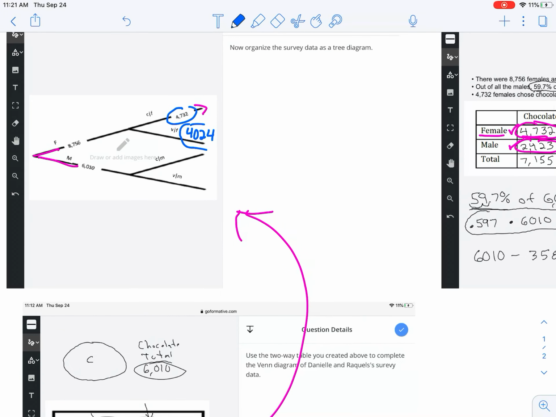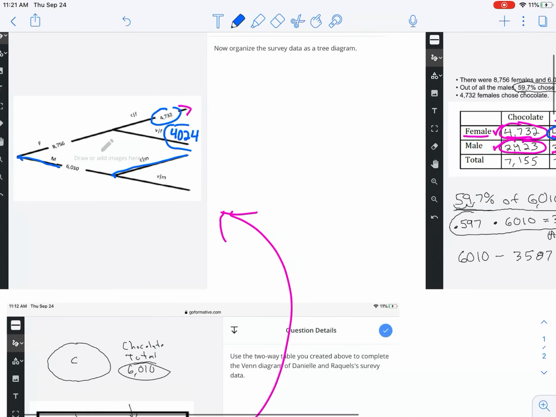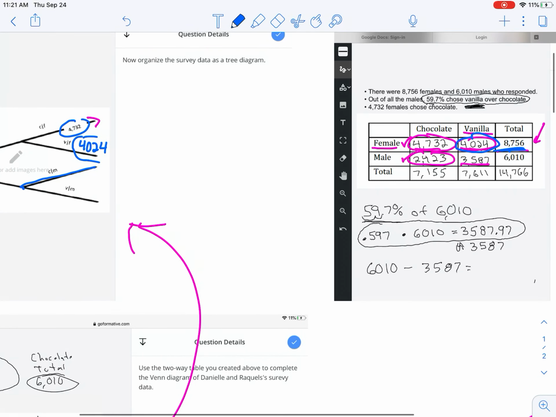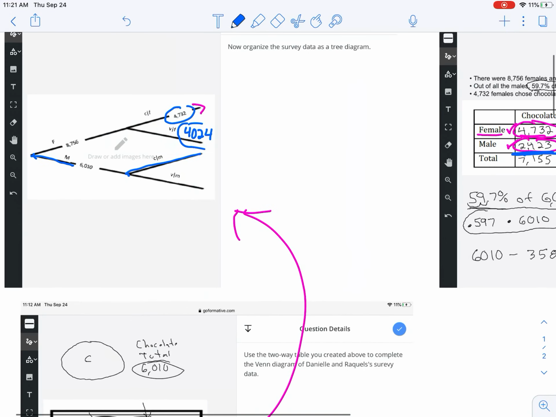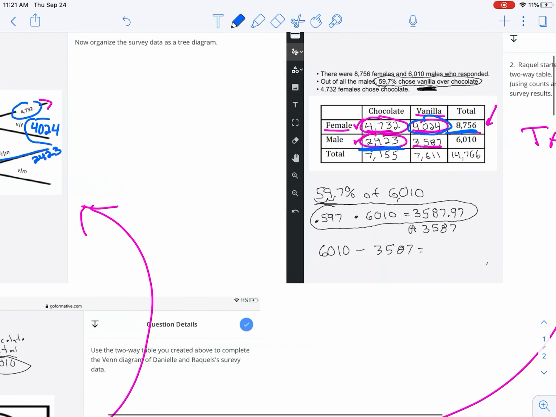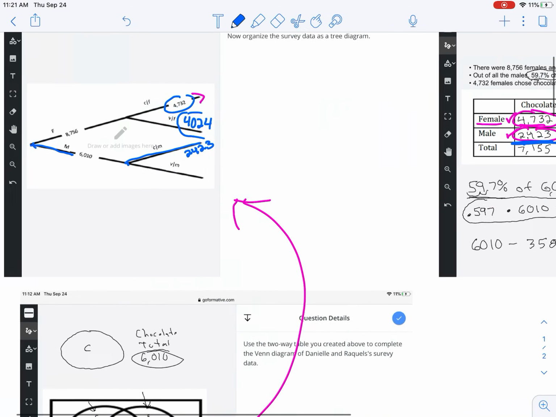And then for males, I come down here, and here's the number of males, and here's the number of chocolate given male, right? What was chocolate given male? That's right here, 2423. And what was vanilla given male? That was 3587.